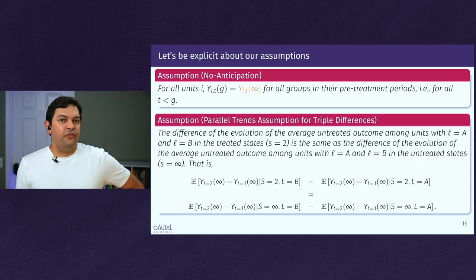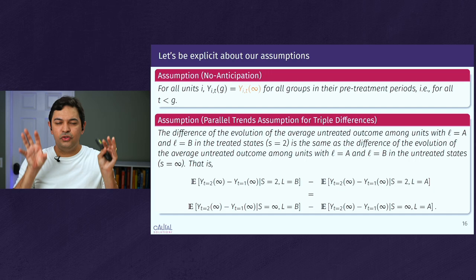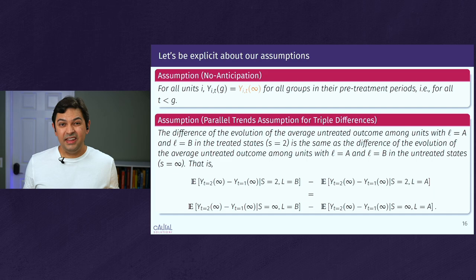Before I know how to do this, this assumption is a triple difference type of assumption, right? Because I have two differences in the top, two differences in the bottom of this parallel trend assumption for triple differences. So it is a difference of differences, right?